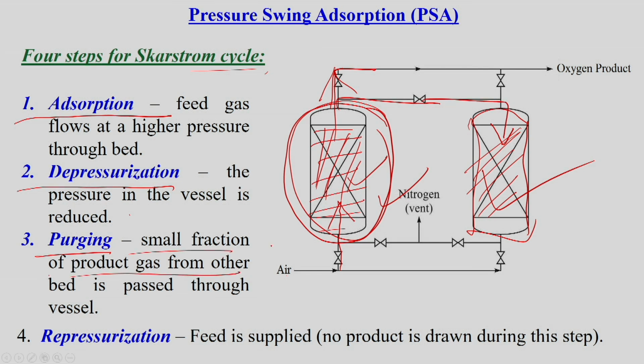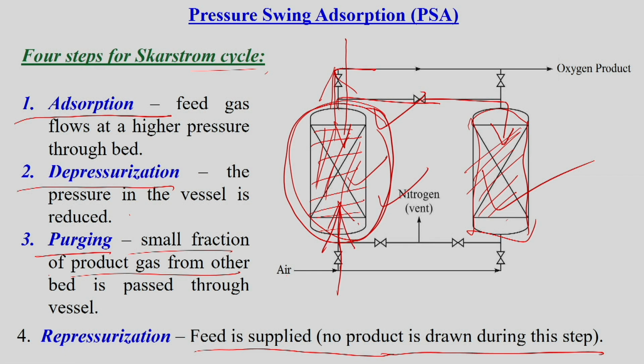The small fraction of the product gas from this bed is passed through the other vessel. Then we need to do the repressurization. So, feed is supplied, and no product is drawn during this process. Repressurization means we again enter the feed. Suppose in this column we will be supplying the feed from the bottom of the column.